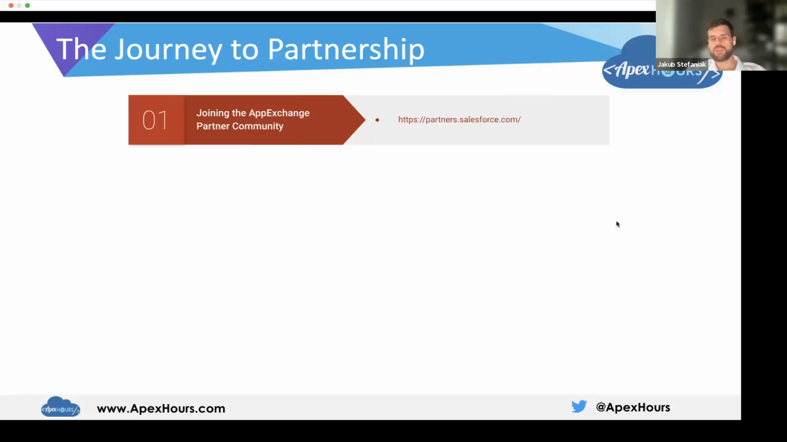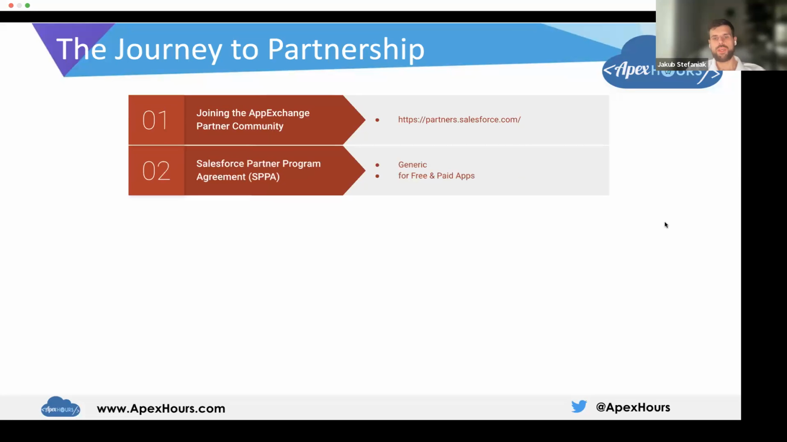If after this quick check you think that it's the way to go, the beginning is quite easy because you just need to register at partners.salesforce.com and join the AppExchange partner community. You can do it for free anytime. It's not a big deal. Then, to become a Salesforce partner, you must sign the Salesforce Partner Program Agreement. It's a generic agreement, kind of a code of conduct. Regardless of whether you are planning to publish a free or paid application, you have to sign it.